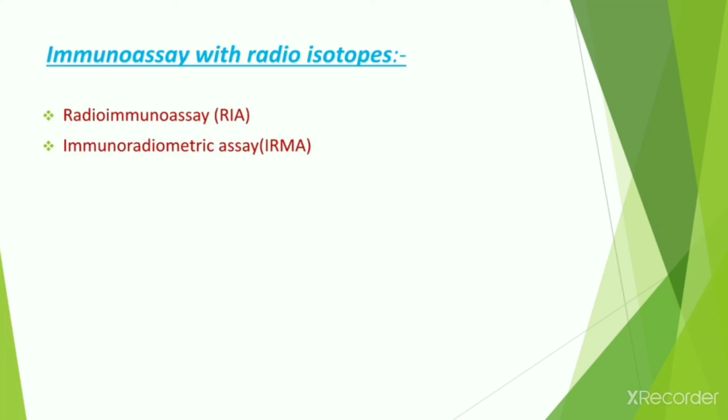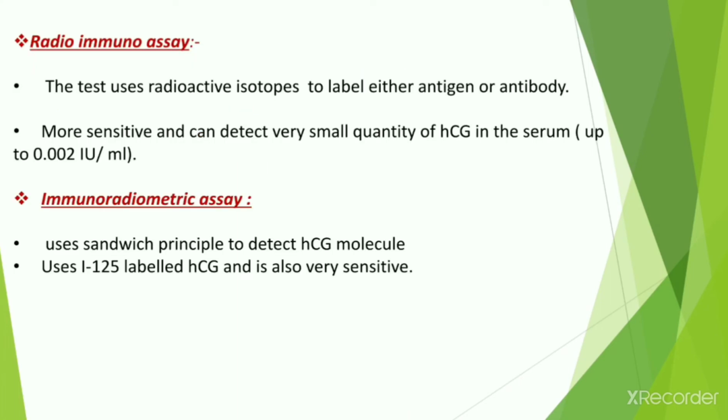Now moving to immunoassay with radioisotope, we have two different tests, that is RIA and RIMA. RIA, radioimmunoassay, uses radioisotopes to label either antigen or antibodies. They are more sensitive and can detect very small amounts of HCG present in the serum. Next, immunoradiometric assay method. It is also a very sensitive method which uses the sandwich principle to detect HCG molecule.